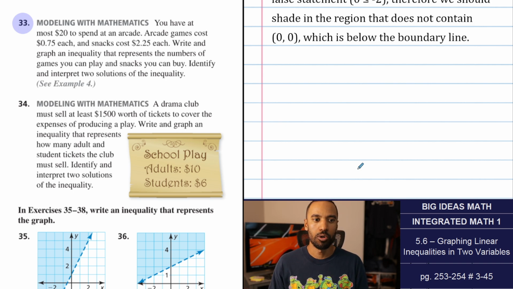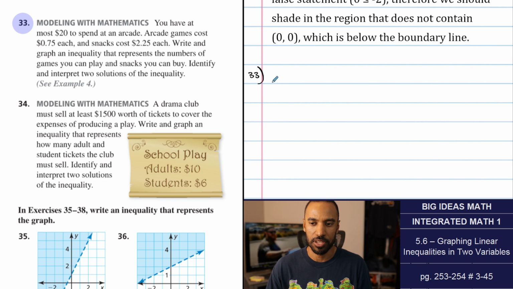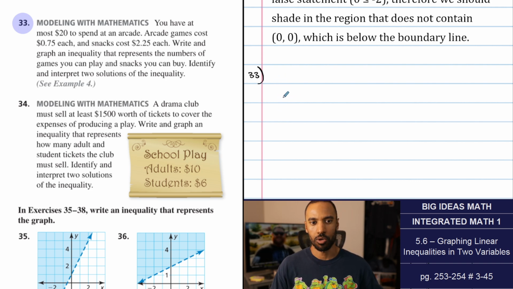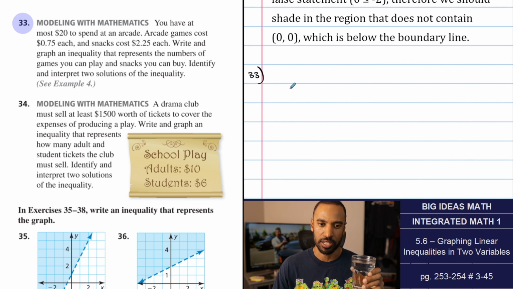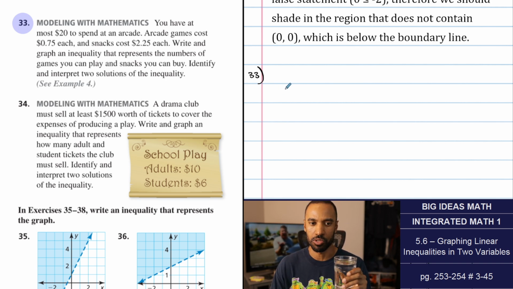Okay, number 33. You have at most $20 to spend at an arcade. Arcade games cost 75 cents each, and snacks cost $2.25 each. Write and graph an inequality that represents the number of games you can play and snacks you can buy. Identify and interpret two solutions of the inequality.